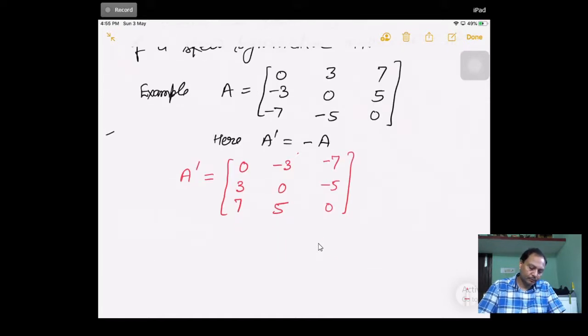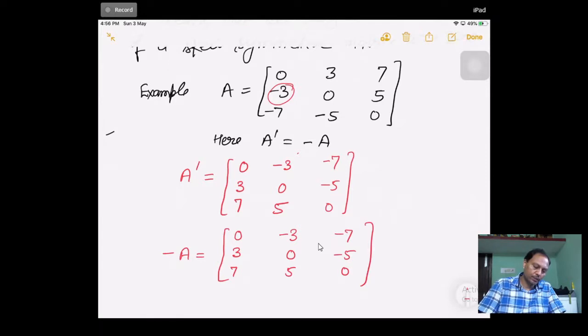Now we multiply, that is, change the sign of all the elements of that matrix. 0 with a negative sign is 0, 3 with a negative sign, 7 with a negative sign. Now minus 3 was already negative, so by taking the negative sign it will be positive. 0, minus 5, 7, 5 and 0. Now check both of these.